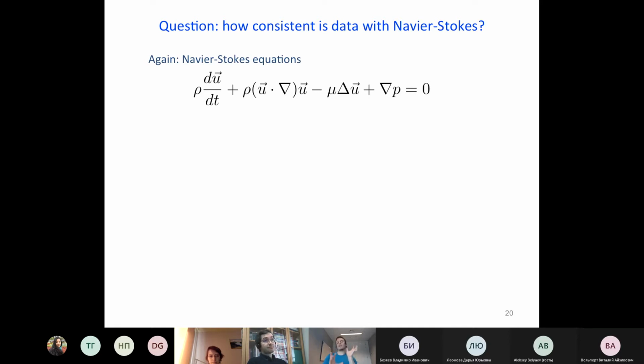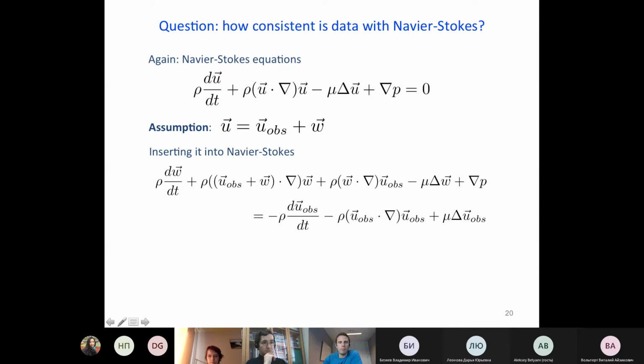And how are we tackling this problem? We start from the Navier-Stokes equations. We assume that the true velocity is the observed, measured velocity plus some additional error, so an additive decomposition of the measurement and the error. Then you plug this into the Navier-Stokes equations and you get a new equation for this error, which looks like the Navier-Stokes equations but with a non-zero right-hand side, which is the residual of the Navier-Stokes equation, the velocity part.